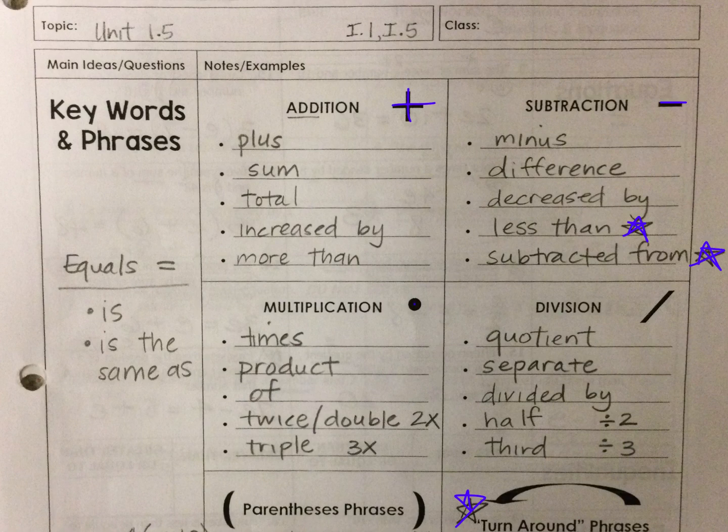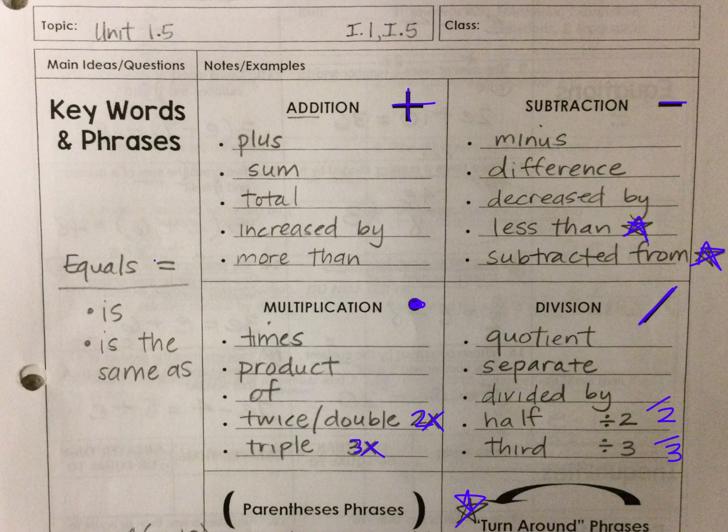When we see multiplication, the words you need to look for are times, product, of, twice, or double, which means you multiply by 2, triple, which means you multiply by 3. The words for division are quotient, separate, divided by. If it says half, it means you divide something by 2. And if it says thirds, it means you divide something by 3.